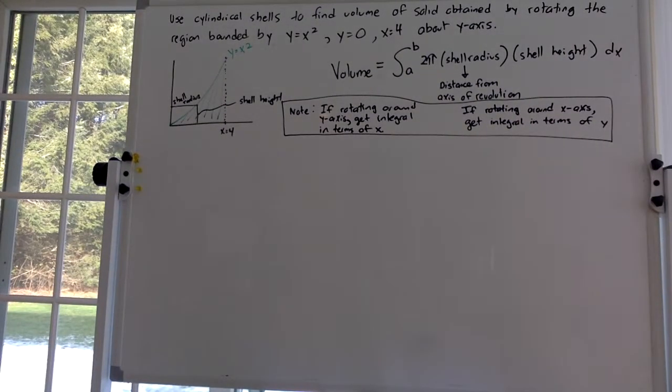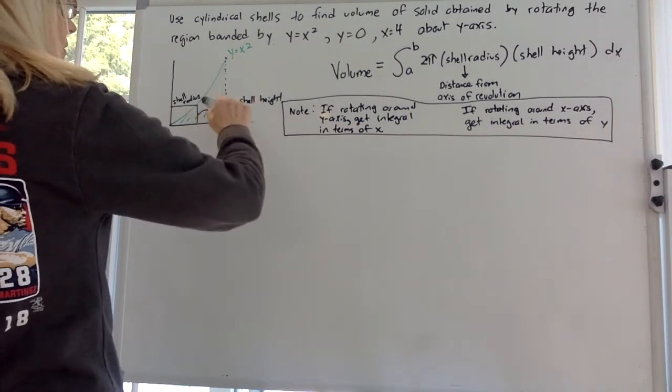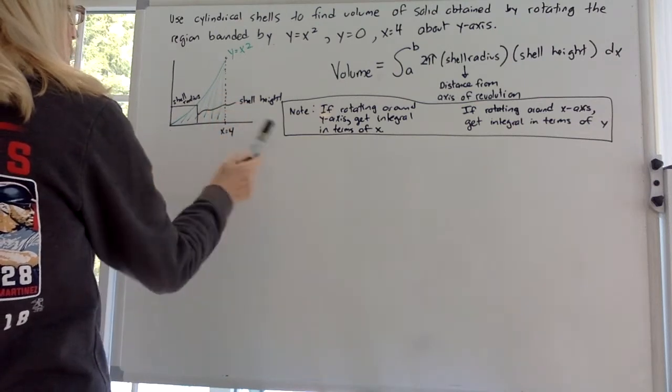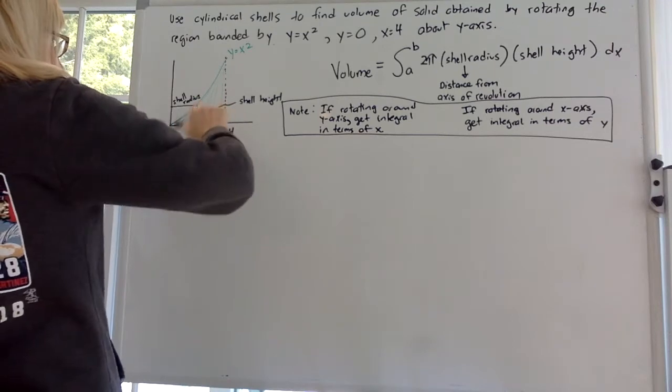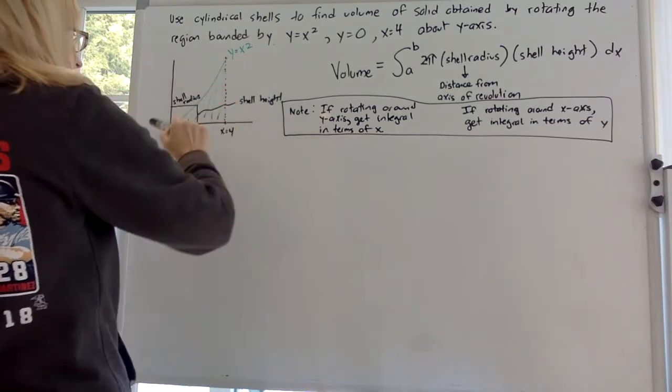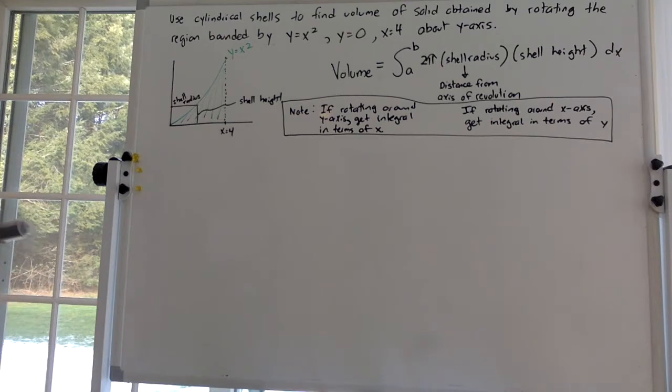Okay, in this problem, they're asking us to use cylindrical shells to find the volume of a solid obtained by rotating the region bounded by y equals x squared, y equals 0, and x equals 4. So I think I shaded that area in. That green area is the region that we're talking about.